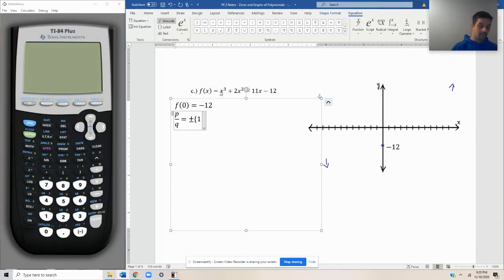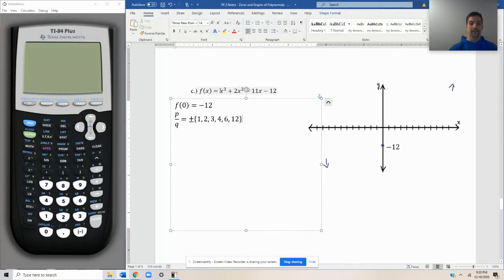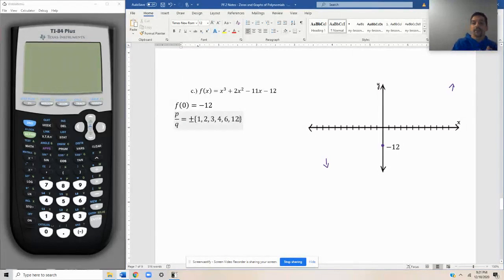So I would have 1 over 1, 2 over 1, 3 over 1, 4 over 1, 6 over 1, and 12 over 1. Both positive and negative cases of those numbers, as each of those numbers are factors of 12, and the factors of my leading coefficient would just be 1. So if a rational 0 for my function exists, it has to come from one of these listed numbers.